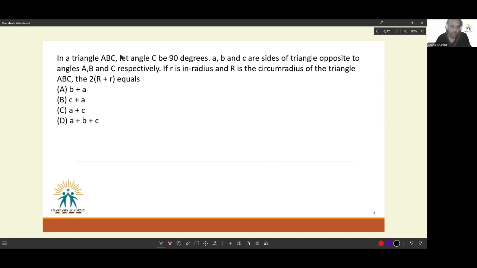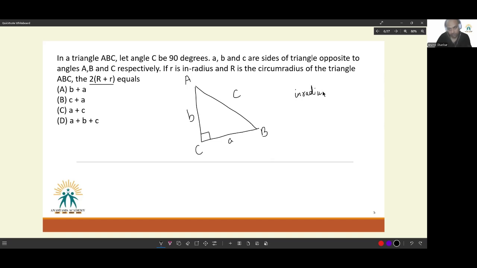Next question. In a triangle ABC, let angle C be 90 degrees. Angle C is 90 degrees. So this is A, this is B. So side opposite to A is A, this is B, this is C. Now, if R is the inradius and capital R is the circumradius of the triangle, 2 times of R plus R equals.